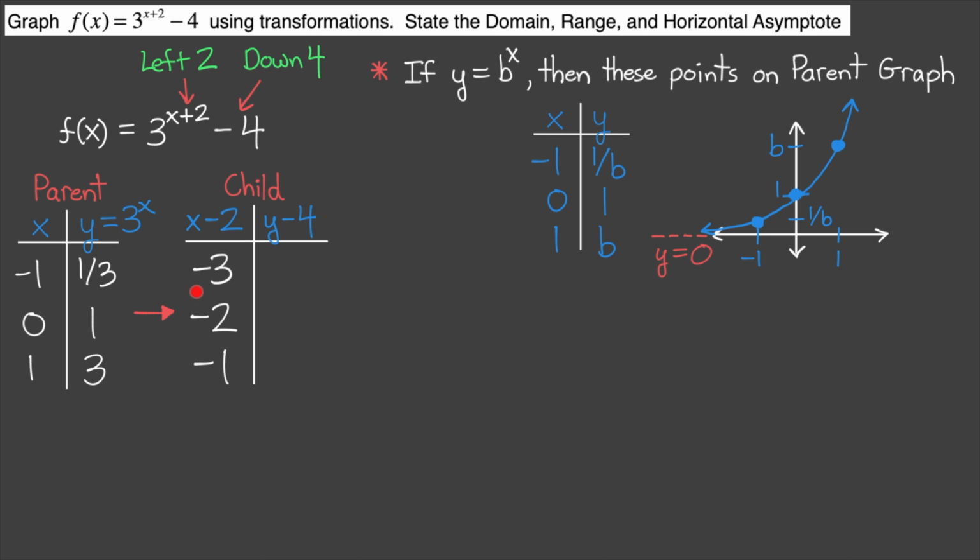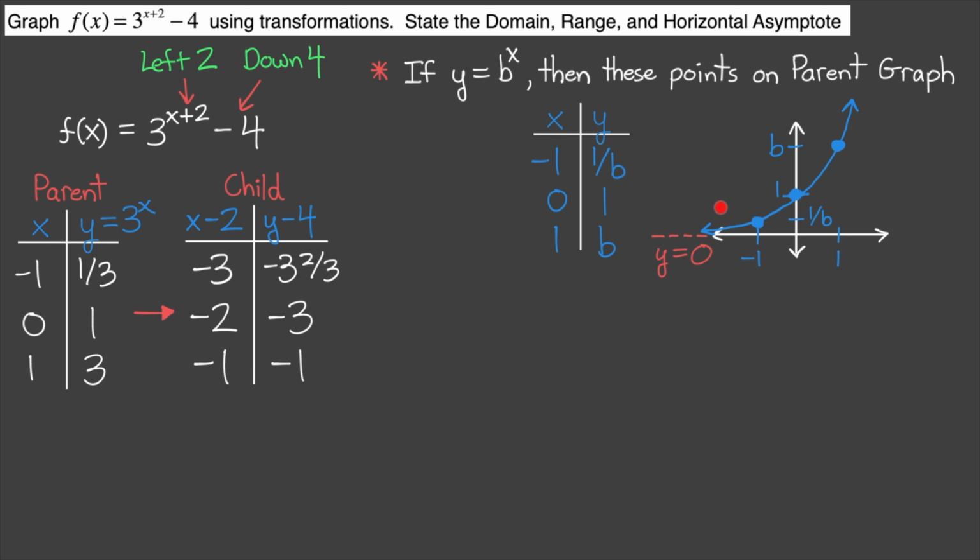All right, we do the same thing with the y's. So we have 1/3 minus 4. That would give you negative 3 and 2/3. And then we have a 1 here, minus 4, which is minus 3. And lastly, we have 3 minus 4, which is negative 1. All right, so here are our 3 points that we're going to graph to give us our function on the graph.